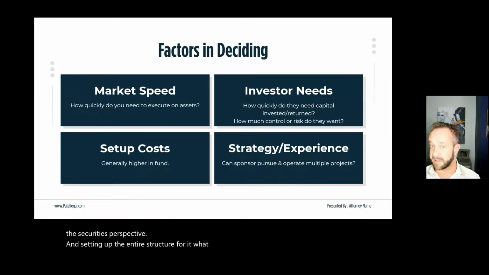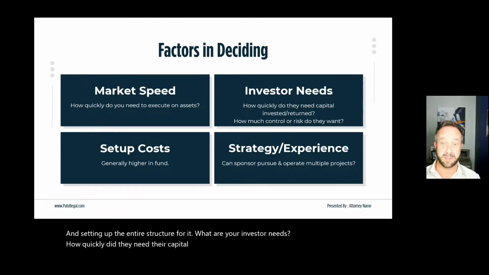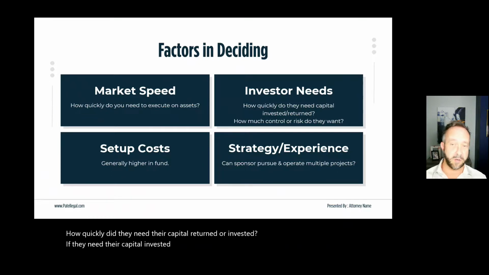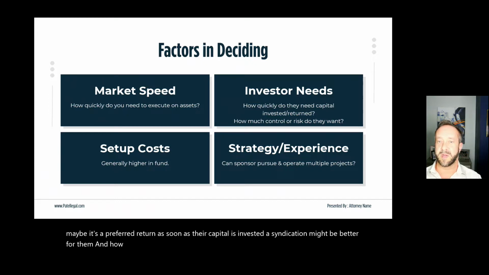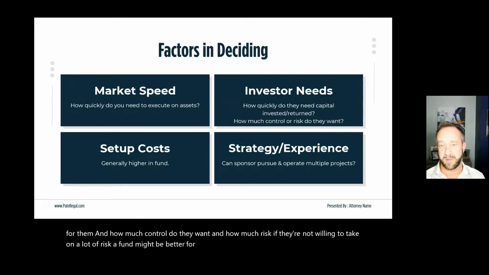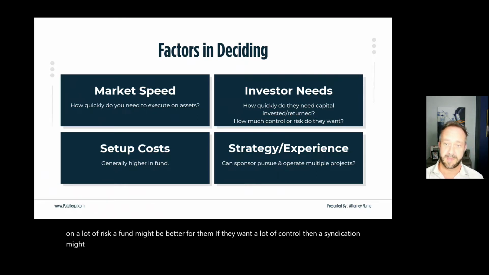What are your investor needs? How quickly do they need their capital returned or invested? If they need their capital invested immediately and they want to start earning a return, maybe it's a preferred return, as soon as their capital is invested, a syndication might be better for them. And how much control do they want and how much risk? If they're not willing to take on a lot of risk, a fund might be better for them. If they want a lot of control, then a syndication might be a little bit better.